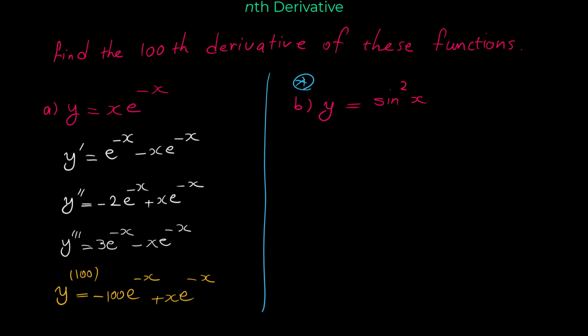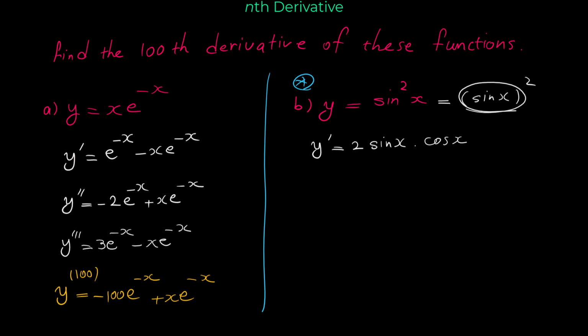Now let's see how we can find the 100th derivative for sine squared 2x. Y prime, the derivative of this function, is: bring the power 2 to the front. Attention, sine squared x is basically sine of x to the power 2. So take the derivative with the power rule, bring the power 2 to the front, subtract the power by 1, so 2 times sine x to the 1. But don't forget to multiply by the derivative of the inside, and the derivative of the inside is cosine x. So the first derivative is 2 sine x cosine x.